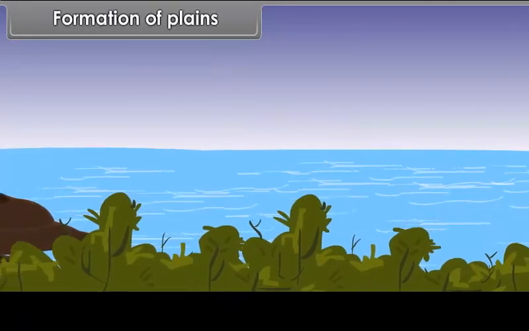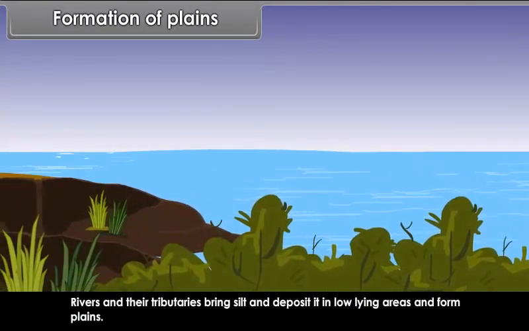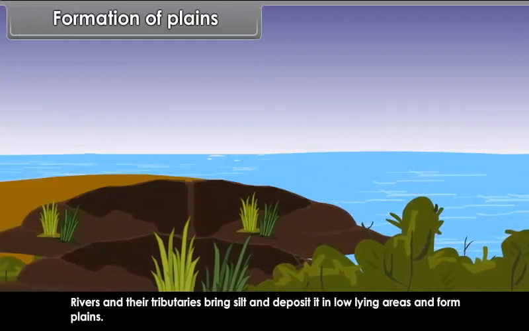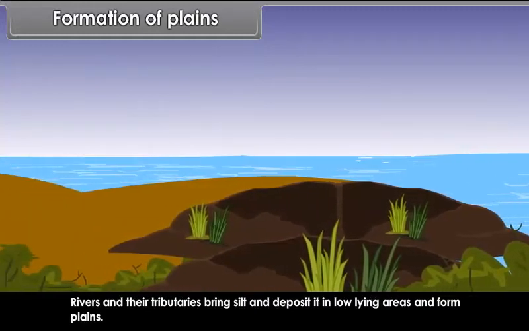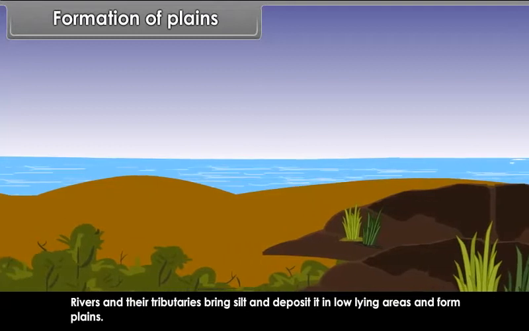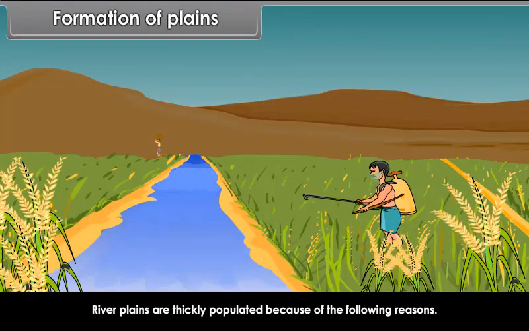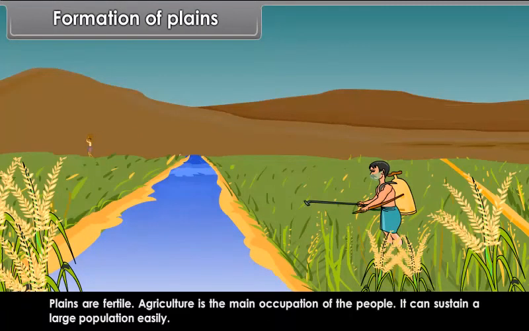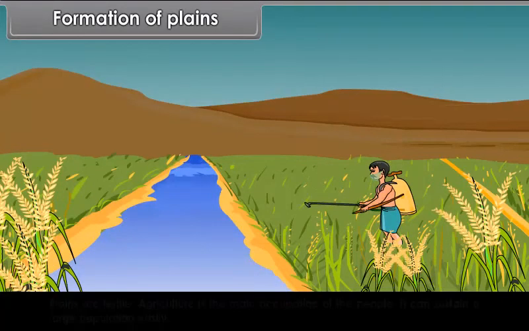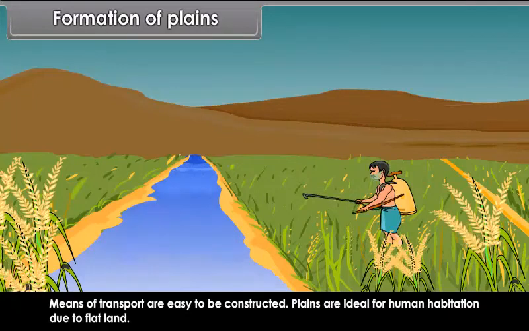Formation of plains. Rivers and their tributaries bring silt and deposit it in low-lying areas and form plains. River plains are thickly populated because of the following reasons. Plains are fertile. Agriculture is the main occupation of the people. It can sustain a large population easily. Means of transport are easy to be constructed. Plains are ideal for human habitation due to flat land.